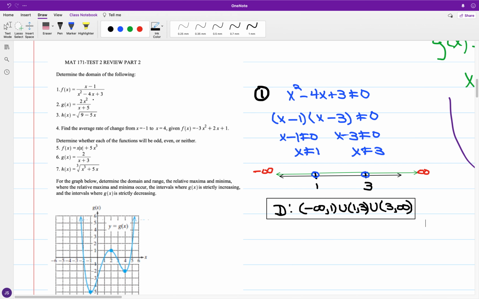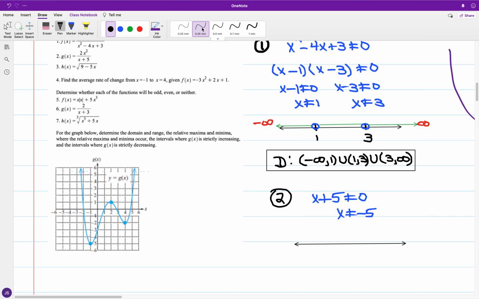For the second item, you have g of x is equal to 2x squared over x plus 5. So you have another rational function, and there is only x plus 5 in the denominator. We have that x plus 5 cannot be equal to 0, so x cannot be equal to negative 5. Only negative 5 is excluded.